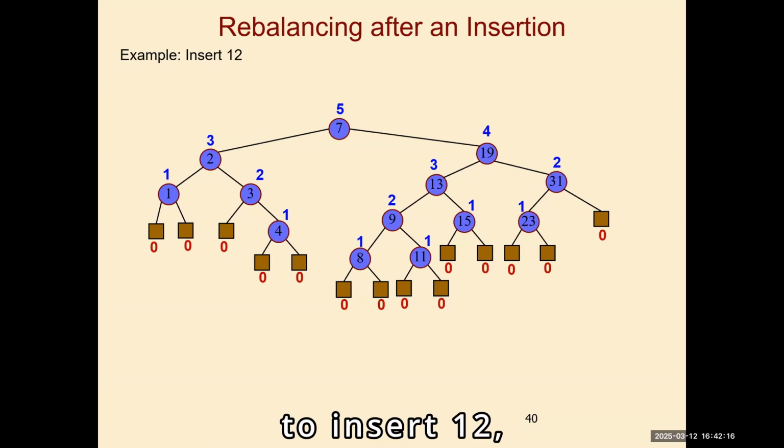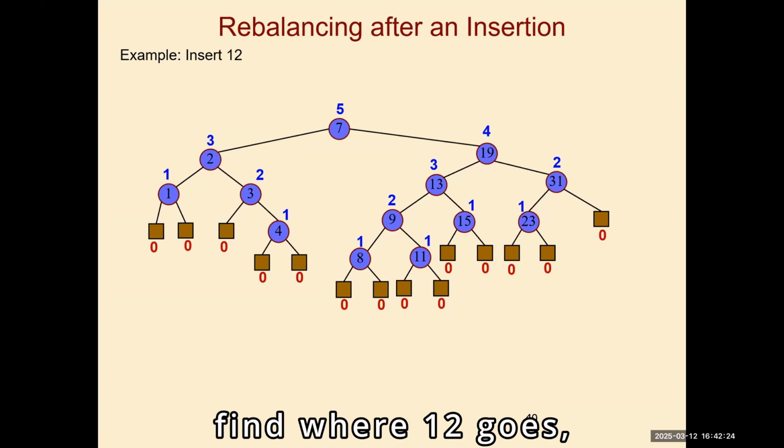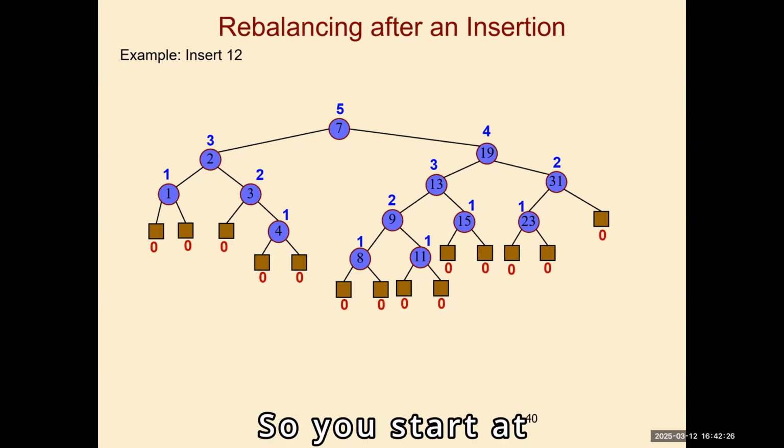Then you have to insert 12, right? So how do you insert 12? You find where 12 goes, right? So you start at the top and you look at 7 and you say 12 goes to the right of 7, right? So you go to the right of the 7 till you get to 19. And then 12 is on the left of 19. 12 is on the left of 13. 12 is on the right of 11. 12 is on the right.